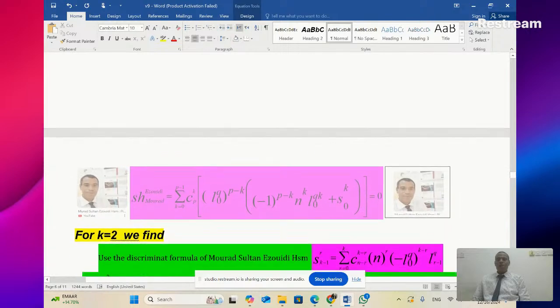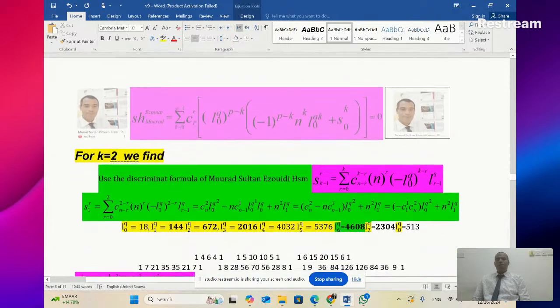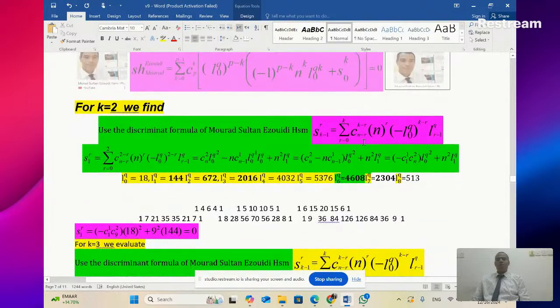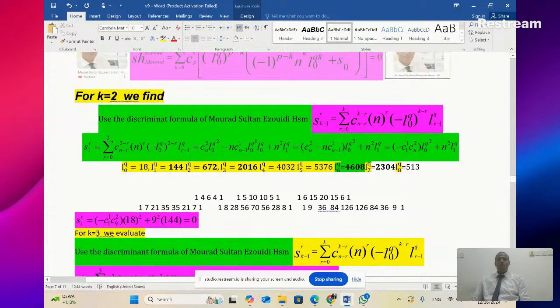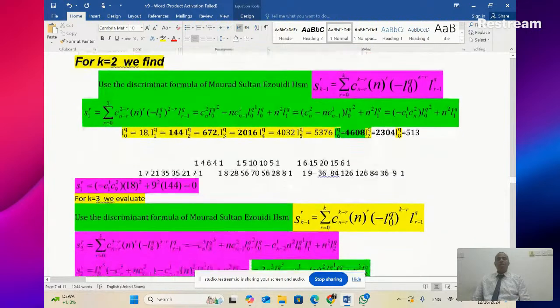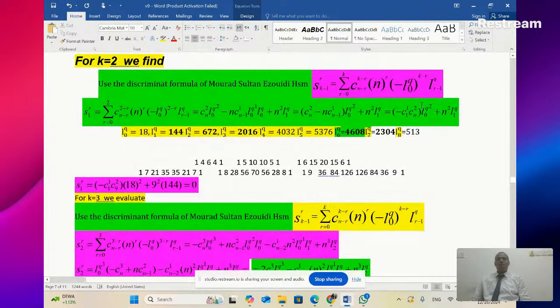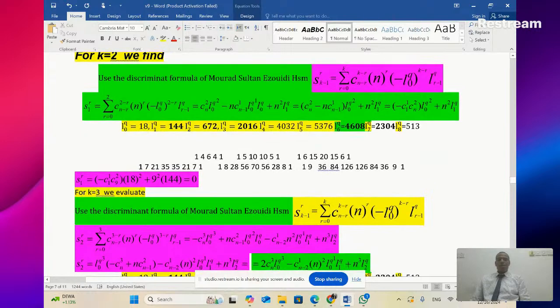I'll just give you the formula. I will replace k equal 2 in the discrete formula of Mr. Murad Sultan, and it has to be written as negative combination 1 choose 1 times combination n choose 2 times n0 squared plus n squared times n1 of 1. This formula is generalized. It will give you for any equation the coefficient when the power is n minus 2. So now I'm going to calculate these terms.